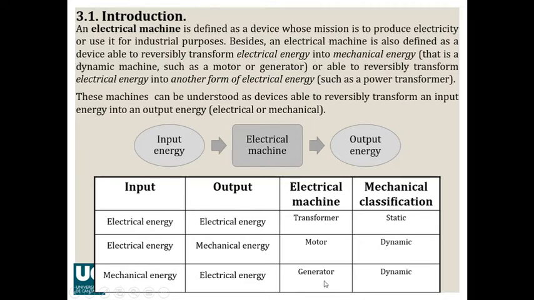We also have the generator, in which we introduce mechanical energy and we obtain electrical energy. For example, generators are essential components in power plants because we introduce mechanical energy, any kind of mechanical energy, for example, through a turbine, a gas turbine or a steam turbine, and then that motion generates electrical energy in a generator, okay? And this is another example of a dynamic electrical machine.